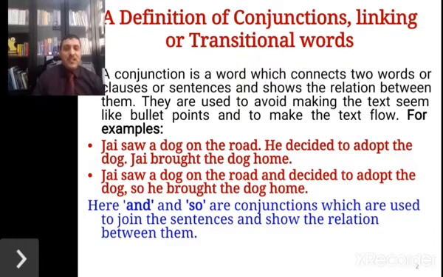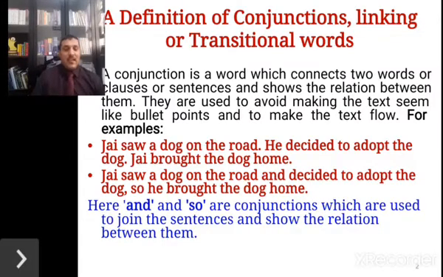So here what we need in the second sentence, we can say Ali or Jay saw a dog on the road, and here is the conjunction, decided to adopt the dog. So another conjunction, he brought the dog home. So here we have joined the sentences, the ideas all together, to connect the ideas all together. Here, and so are conjunctions which are used to join the sentences and show the relation between them.